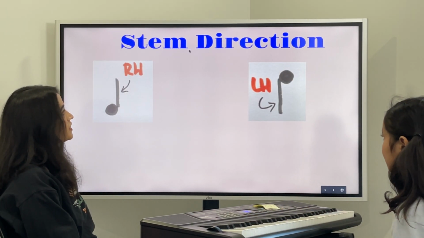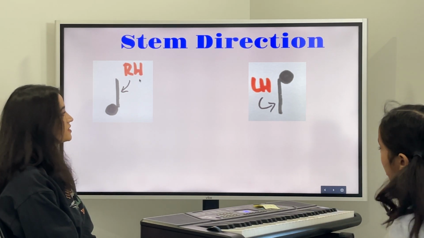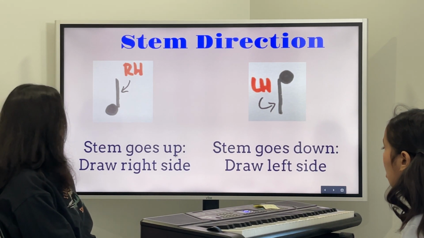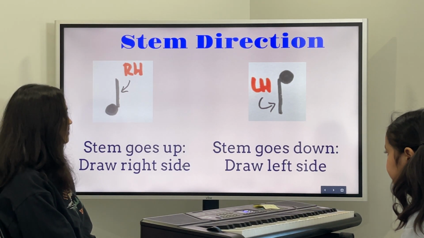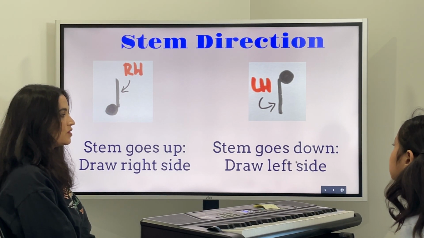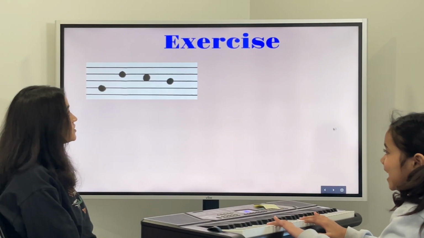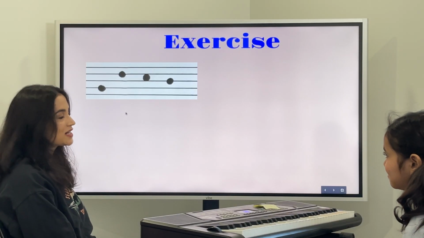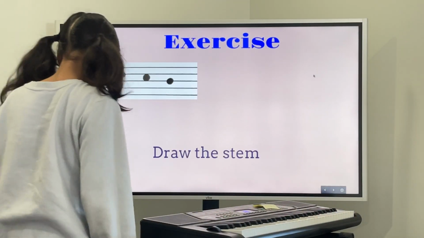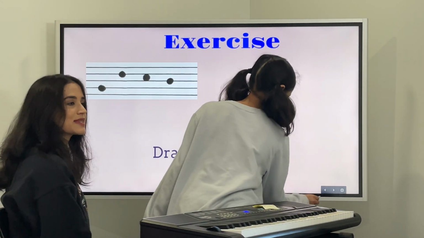Okay. So stem directions, as you see, right hand side and left hand side. Stem goes up, draw right side. The stem goes up, go right side, and the stem goes down, draw left side. Good? Clear about it? So now, little girl, you need some practice. You wanna come here? Draw the stem. Let's see if Lina memorized that.